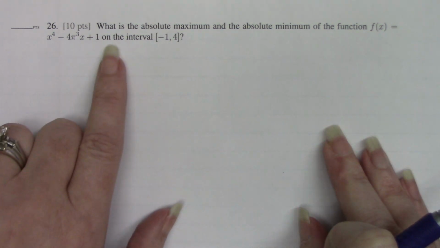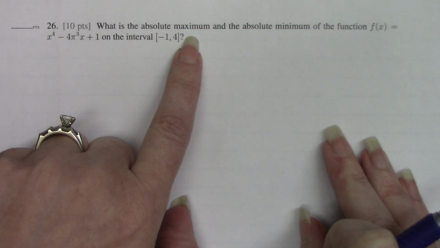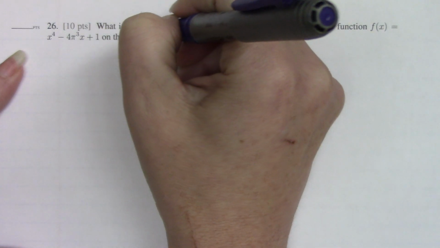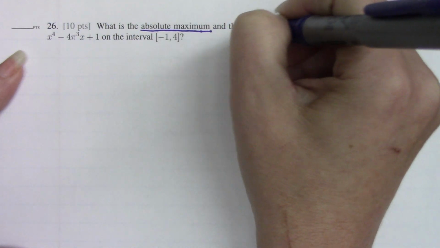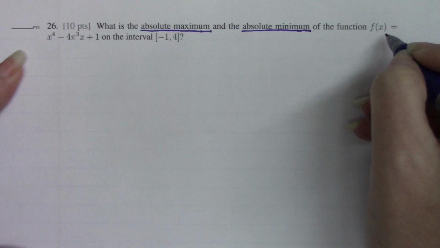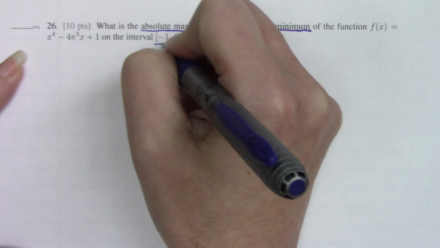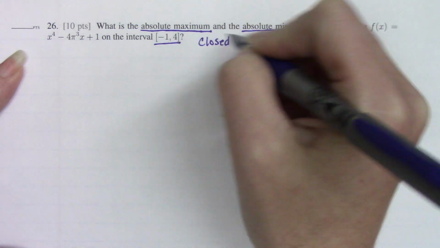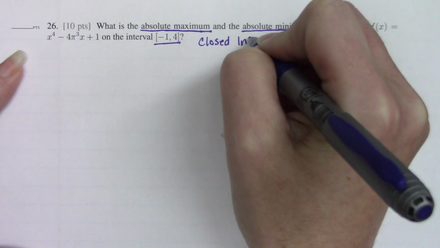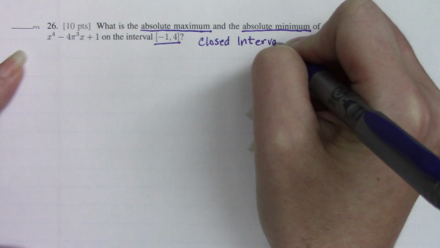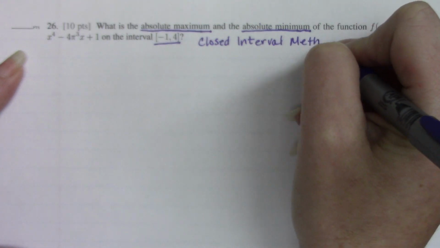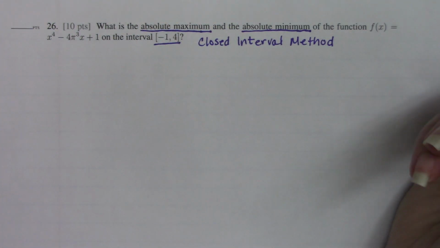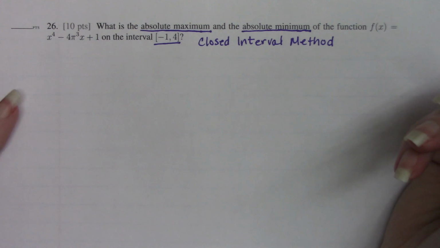So number 26 says, what is the absolute max and the absolute minimum? So let's underline these words here. Absolute max, absolute minimum of this function f of x on this closed interval. So absolute extrema with a given closed interval means we can use the closed interval method. Okay, so that's good because that's the most direct path to finding absolute extrema.